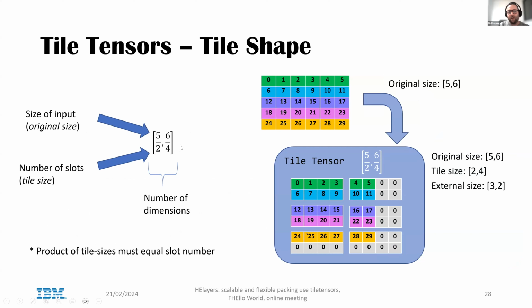And in that sense, we will use this notation. The matrix original size was 5 and 6, so it's 5, 6 here. And 2 and 4 are the dimensions of the tile. So this is how we represent this notation.